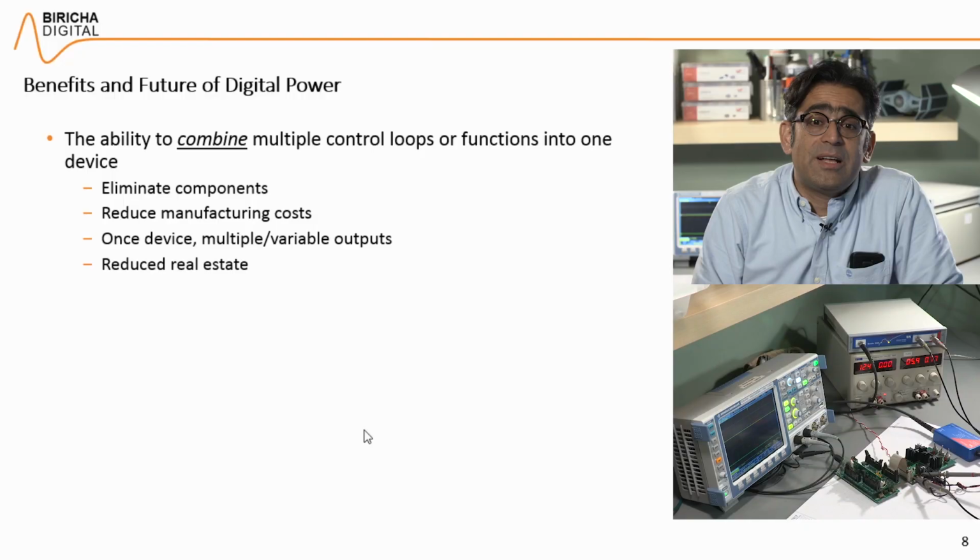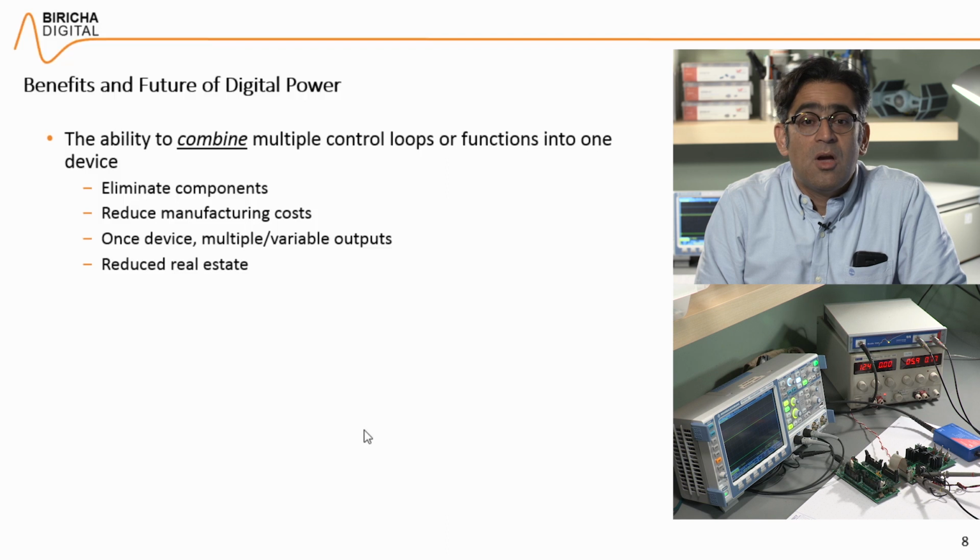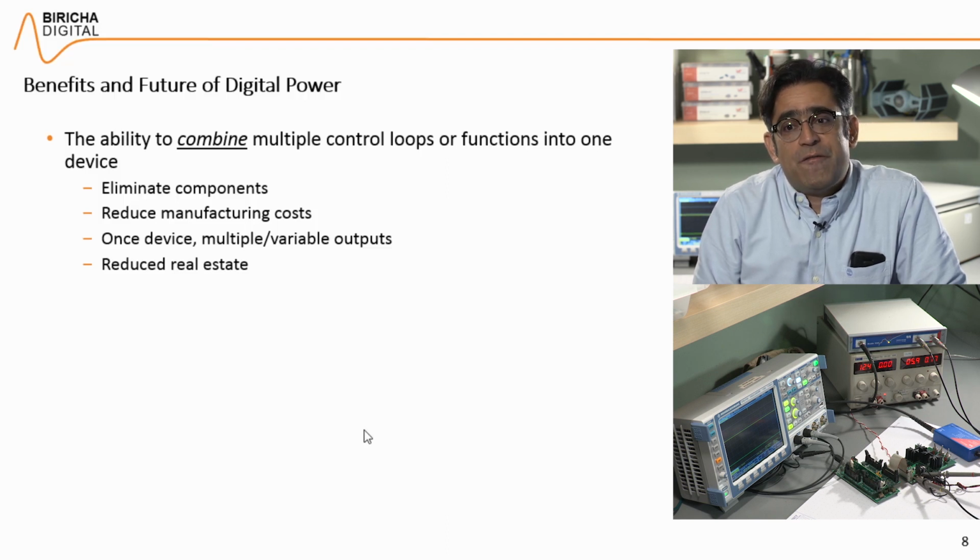So, benefits and future of digital power. Okay, so what are the advantages of digital power? Well, there are three main categories that I would put them into. One is the ability to combine multiple control loops or functions into one device. You can eliminate a whole bunch of components, you can reduce manufacturing costs, you can get one device and multiple or variable outputs.